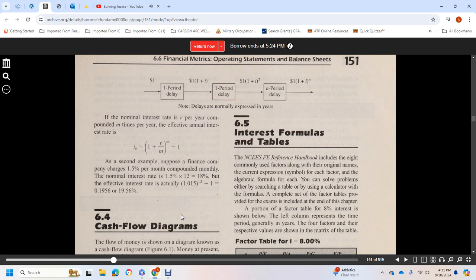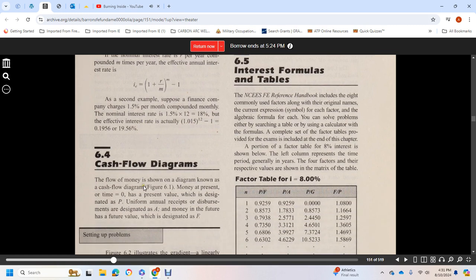Second example: suppose a financial company charges 1.5% per month, compounded monthly. The nominal interest rate is 1.5% times 12, which is 18%, but the effective interest rate is actually 1.015 to the 12 minus 1, or 19.56%.